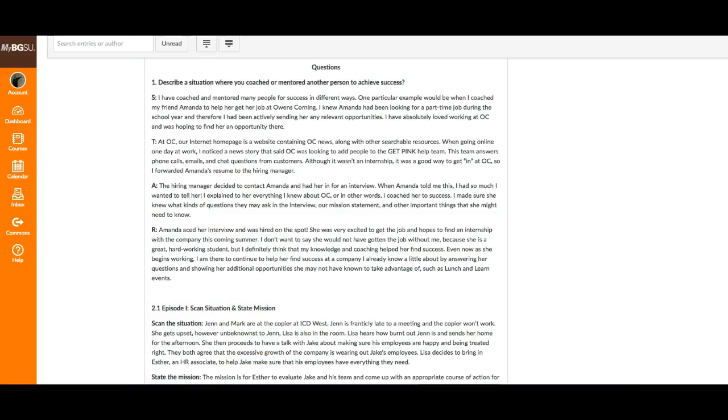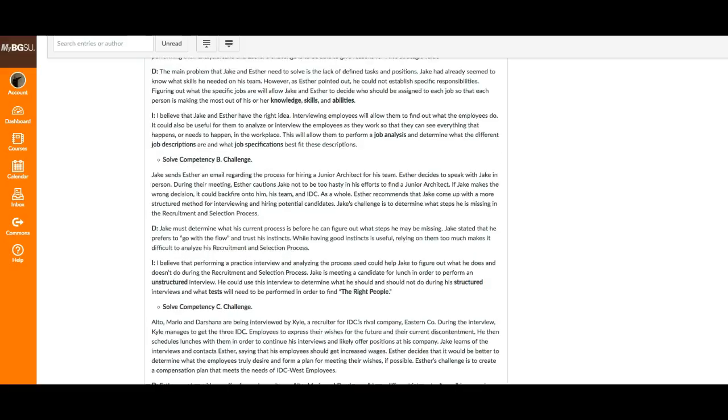Let me jump in. I believe this one is from Emily. Notice how easy it is to follow. She got her question: describe a situation where you coached or mentored another person to achieve success. She follows the STAR model, clearly marked. It's just really easy to follow. Her use of DIET is the same way.